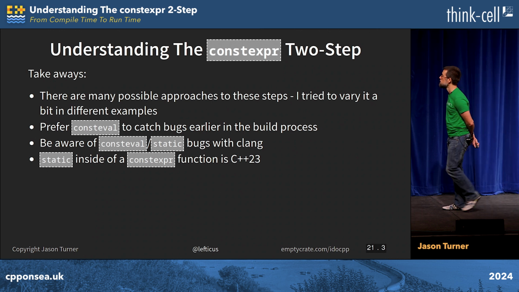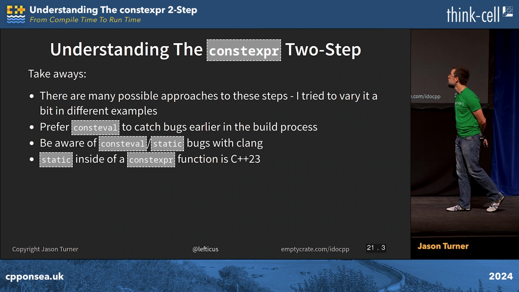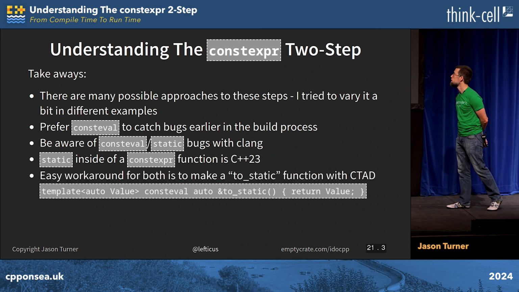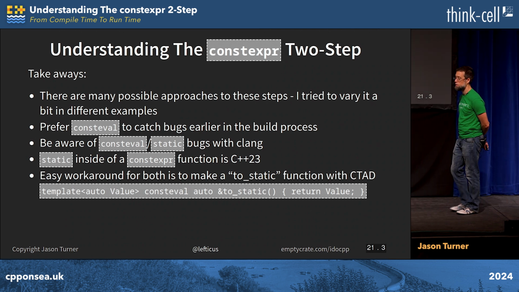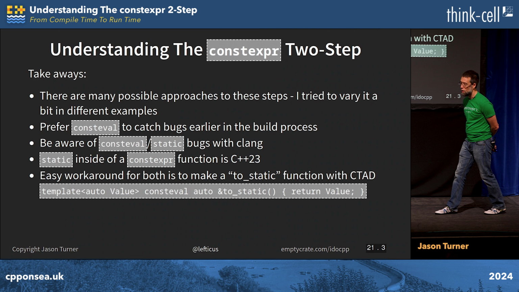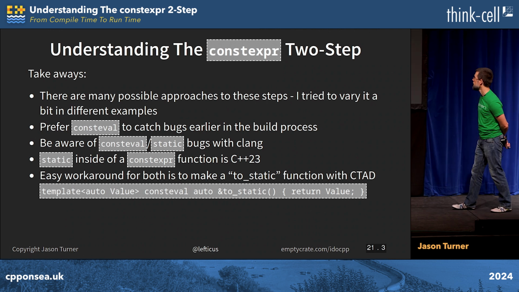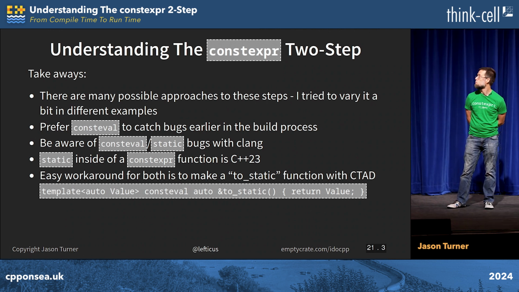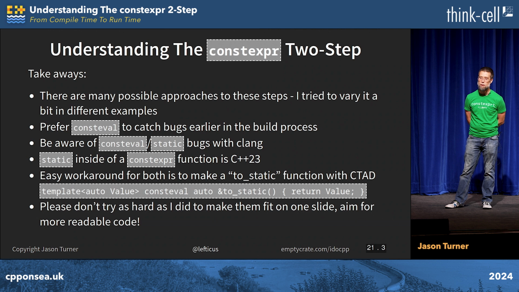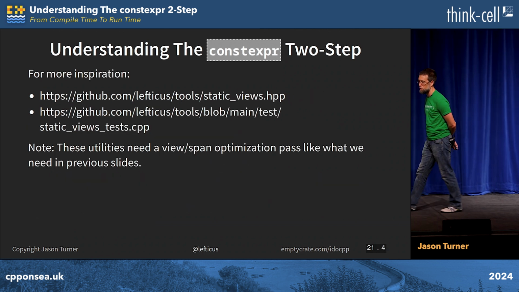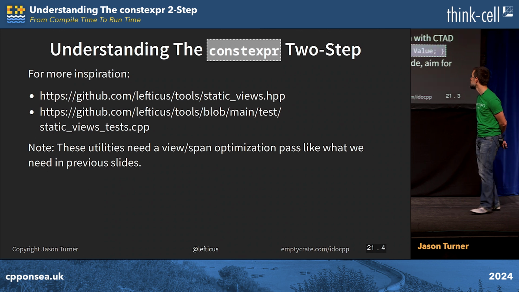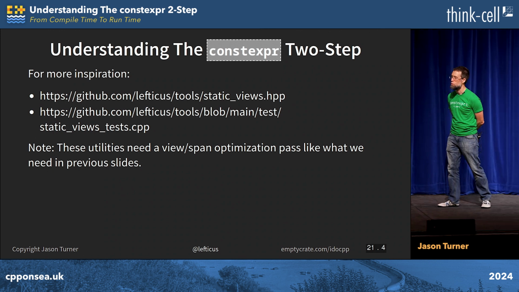Be aware of these consteval and static bugs with Clang. Static inside of constexpr functions wasn't even added until C++23, but the rest of this can be done in C++20. And remember this trick, which by the way is the one-line example of making something static at compile time: just pass it as a template parameter and return a reference back to it. Please don't try as hard as I did to make things fit on one slide. Aim for more readable code.